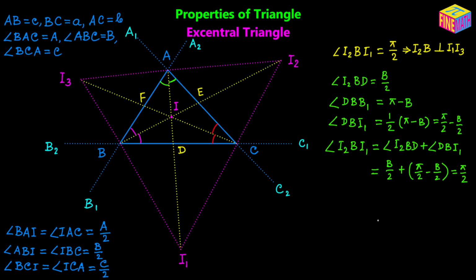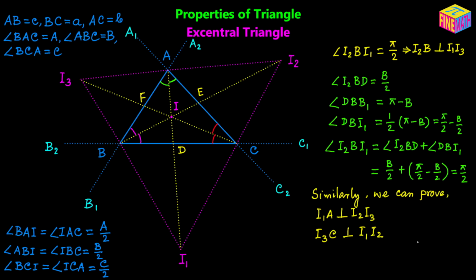So that is why you can see that each of the sides of this excentral triangle is actually a straight line. And using the same technique, we can also prove that I sub 1A is perpendicular to I sub 2 I sub 3, that side of the excentral triangle. And also we can prove that I sub 3C is perpendicular to I sub 1 I sub 2, this side of the excentral triangle. And now let me highlight this.